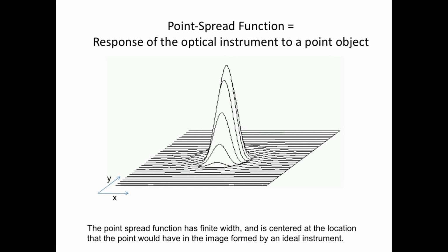So here's a point spread function in a 3D representation. It has finite width, and it's centered at the location that would be expected for the single point. The point spread function of an ideal lens would be a delta function. A delta function mathematically is a function that is infinitely high at a single point.